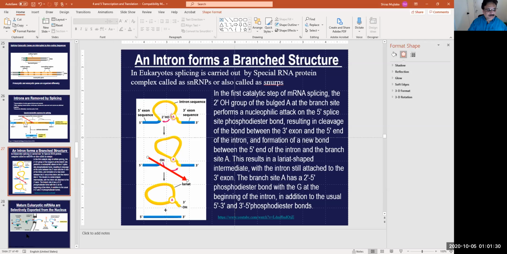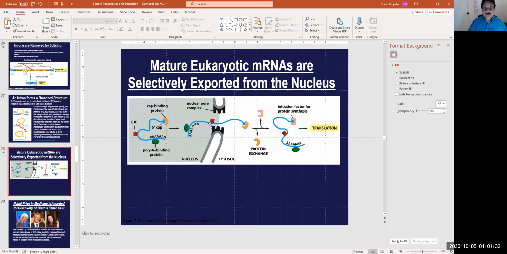After this, the mRNA is ready to shuttle into the cytosol. In the cytosol, it tries to go to the ribosome for translation.